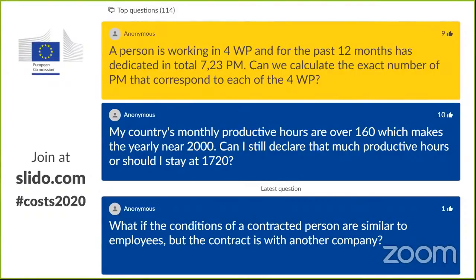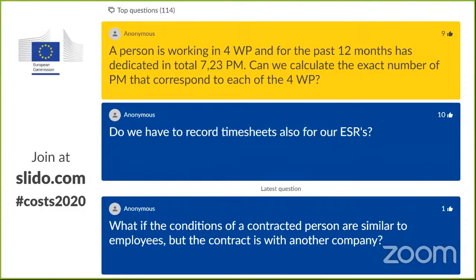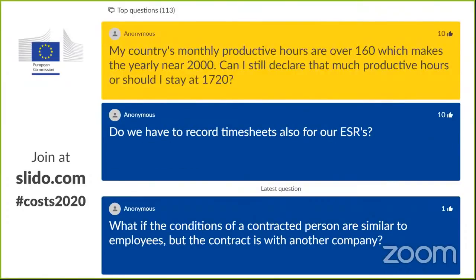Okay. Yet another one: my country's monthly productive hours are over 160, which makes the yearly near 2000. Can I still declare that many productive hours, or should I stay at 1720? I assume there is a certain misunderstanding between productive hours and workable hours. David? See, possibly there is, but it doesn't necessarily play a role in the bulk of the answer.